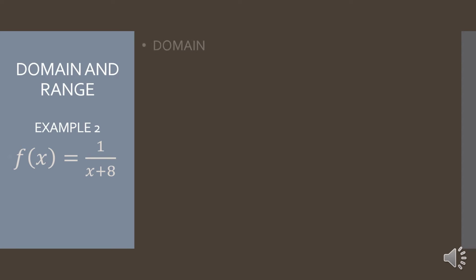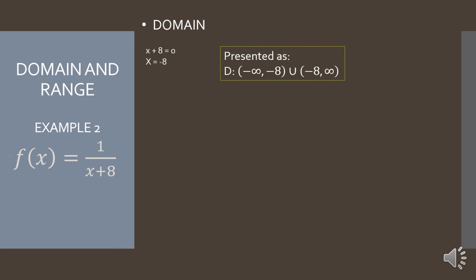For the domain, always remember that we need to equate the denominator to 0. So x plus 8 is equal to 0, then x is equal to negative 8. Therefore, the domain includes all the values in the positive and negative infinity except for negative 8.